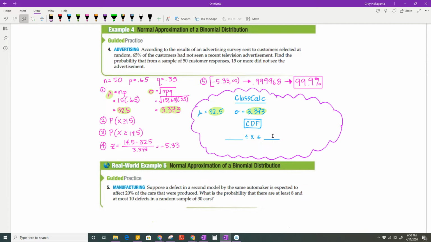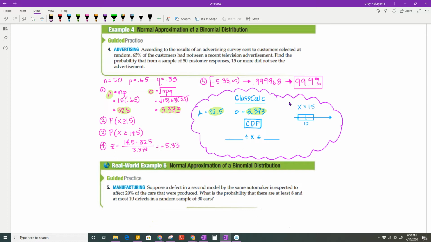Okay, since it is a binomial distribution, meaning binomial, it's a problem where there's only two possibilities. You either have success or failure. That's what makes it a binomial distribution. So in this particular problem, they asked us to find the probability that 15 or more did not see the advertisement. Well, 15 or more means x is greater than or equal to 15.